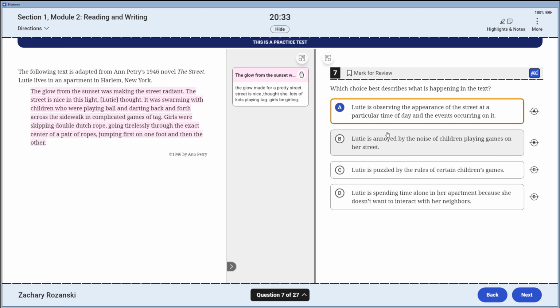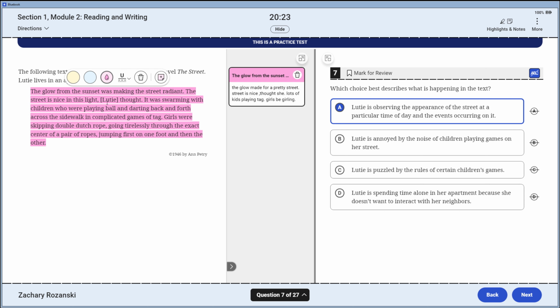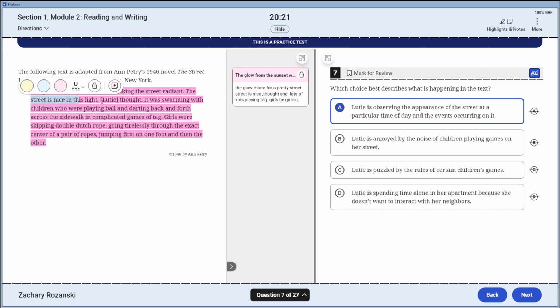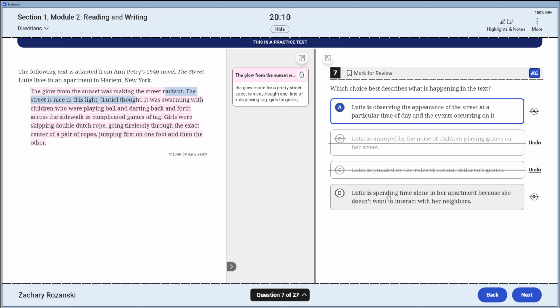I'll keep reading. Is annoyed by the noise. I don't have evidence for that. I don't know where you'd get that. Maybe you'd be reading in the storm, but it's "street is nice," Ludi thought. The street is nice in this light. Yeah, the street is nice in this light. This wouldn't be painting the negative view that this seems to be entailing. Ludi is puzzled by the rules. No. She says it's a complicated game of tag, but I think she can handle the rules of tag. Ludi spent time alone in her apartment because she doesn't want to interact with the kids. D's the right answer. D's the right answer. It's got to be. Just kidding.